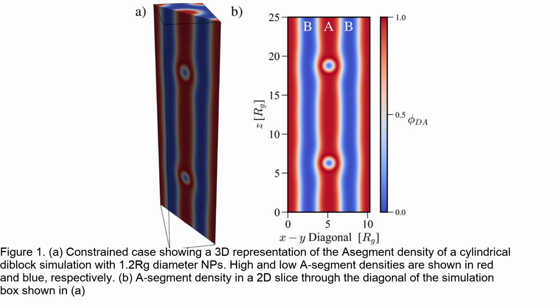Constrained PMFs for bare NPs in cylindrical and lamellar diblock copolymer domains. The PMFs show the effective interaction energy between the particles as a function of the distance between their surfaces. The primary minimum, energy barrier, and secondary minimum are denoted by black circles. The A-segment volume fraction in 2D slices through the simulation boxes at the corresponding points on the PMFs is shown in figures 1b-d.